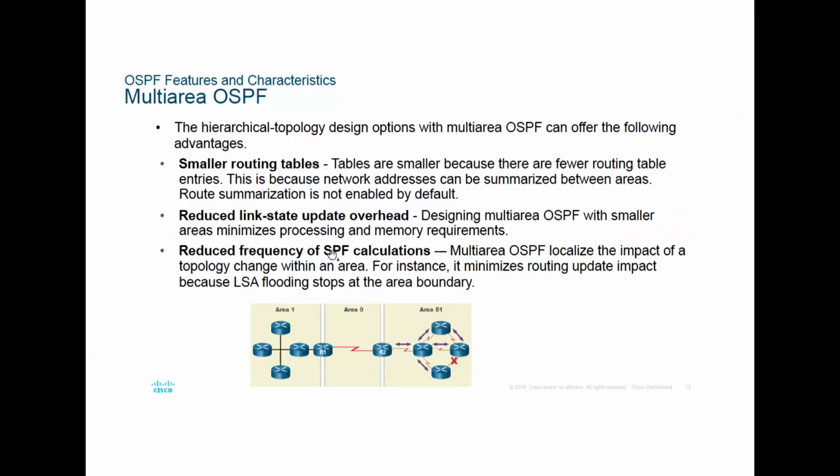Third one, reduce frequency of SPF calculation. So in fact, from that they can also reduce the frequency of SPF calculation. Multi-area OSPF localizes the impact of a topology change within an area. For instance, it minimizes routing update impact because LSA flooding stops at the area boundary. Okay, flooding means they will advertise to all the connected networks. So they can reduce this also when we use multi-area OSPF.